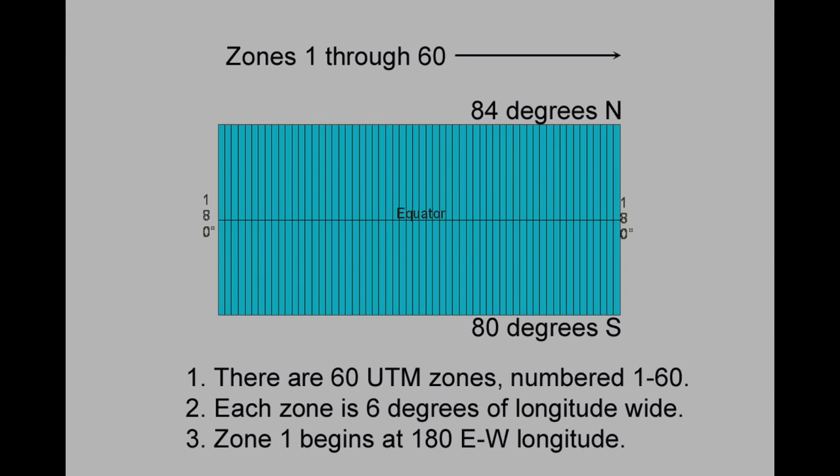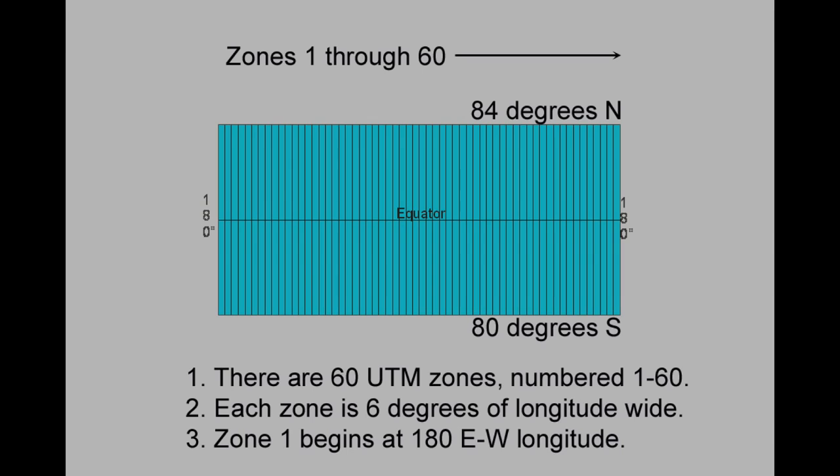So now what we're going to do is to look at that section peeled from the earth and squash it flat into a nice rectangular shape. And the north border of this rectangular shape is formed by the latitude line at 84 degrees north, and the south border of this rectangle is formed by the latitude line at 80 degrees south. The east-west border is formed by the 180 degree east-west longitude line, which is of course the international date line on the other side of the earth from Greenwich, England.